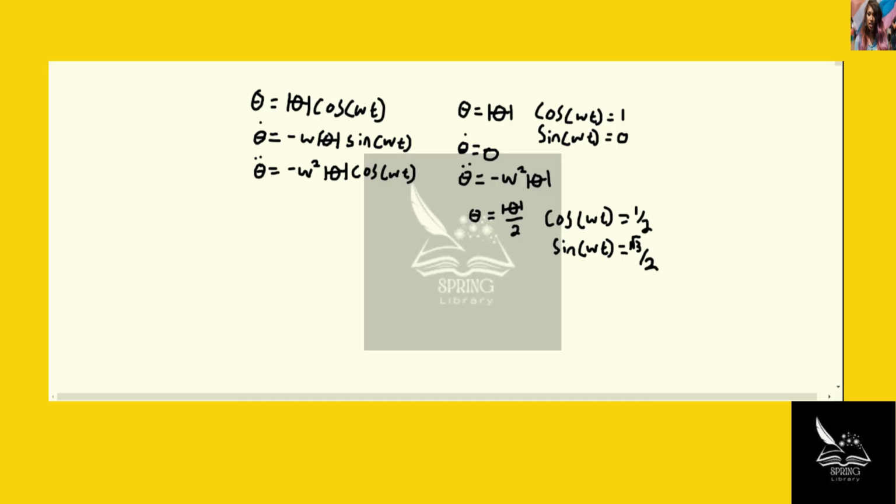So we can now plug all this back in and we can get more expressions. We can look at theta dot is going to be equal to negative omega times, rather, capital theta, times root 3 divided by 2. And theta double dot, the angular acceleration, is going to be equal to negative omega squared times capital theta divided by 2, because we know that cosine is still going to be equal to 1/2.